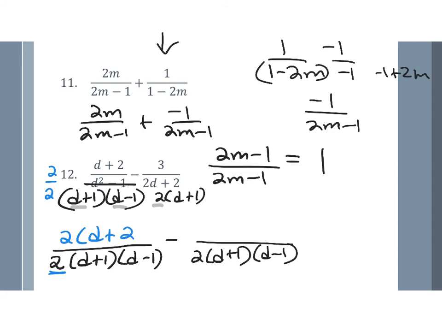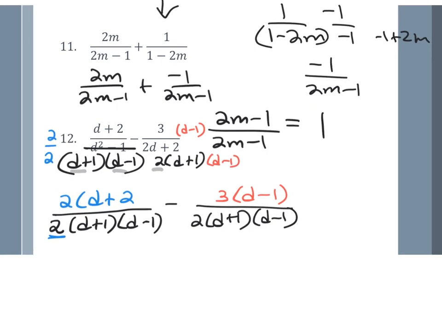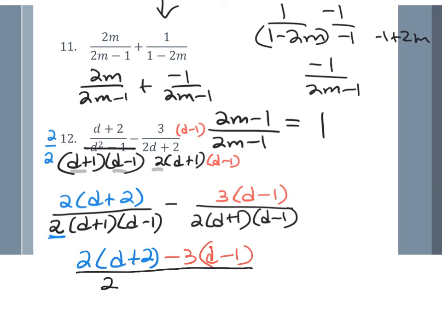And now it's got the missing piece. The second fraction is missing the d minus 1. Remember, whatever you add to the bottom, you also multiply to the top. So the numerator here will be d minus 1 times 3, and we're going to need to distribute. My new numerator is 2 times d plus 2, and then minus 3 times d minus 1. The denominator is still the same: 2 times d plus 1 and d minus 1.